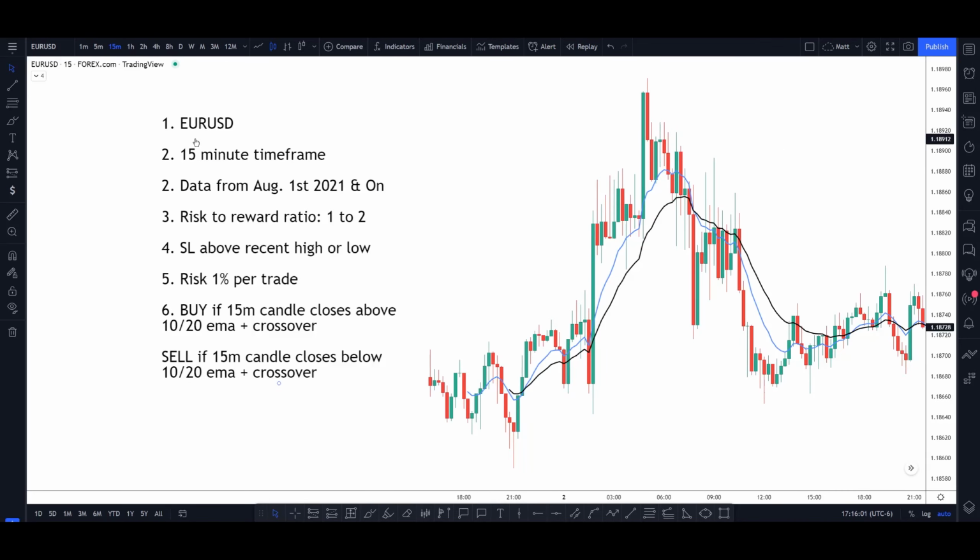Here's a quick reminder of our criteria. Again, it's EURUSD on the 15-minute time frame. The data will start on August 1st of last year. The risk to reward ratio is 1-to-2. Our stop loss will be placed above the most recent high or low. We're risking 1% per trade, and we're only buying or selling if we get a 15-minute candle that closes above or below the EMAs when there's a crossover between the two.